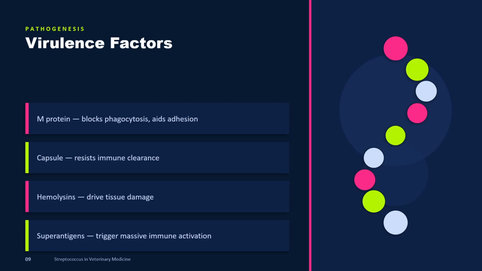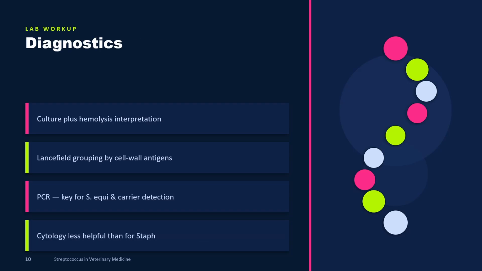Streptococci have several virulence factors that help them evade the immune system and cause disease. The M protein is one of the most important. It prevents phagocytosis and helps the bacteria adhere to host tissues. The capsule also protects against immune clearance. Hemolysins contribute to tissue damage, and some species produce superantigens that can trigger massive immune activation, leading to severe systemic disease. Diagnosis usually starts with culture.